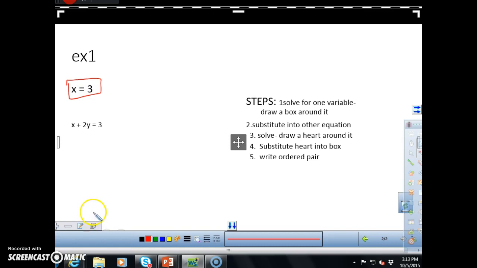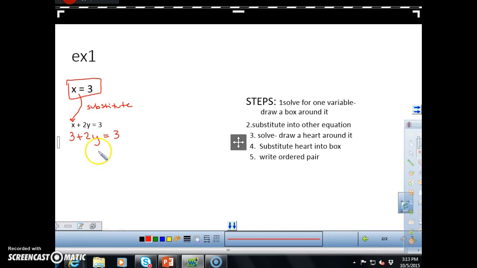Step 2, I'm going to substitute it into the other equation. So instead of writing x in this equation, I'm going to write 3 plus 2y. So we can draw a heart around. Well, I ain't got there yet. Doesn't that solve for y? Yes, I'm going to solve for y now.